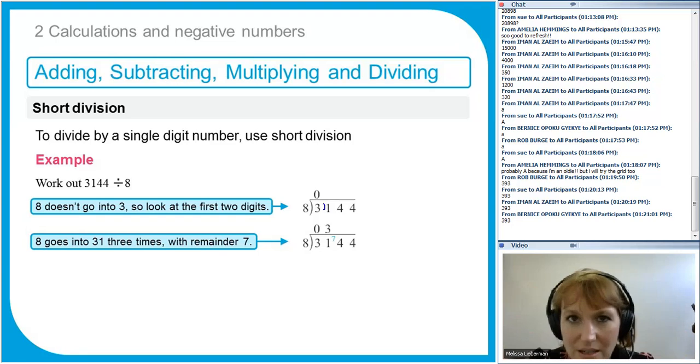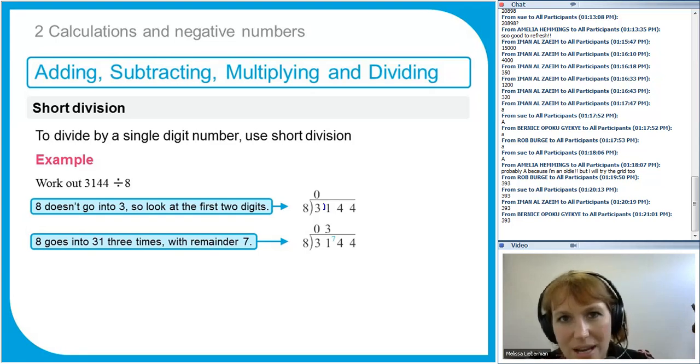31 take away 24 is 7, so the remainder is 7. So it goes 3 times, 7 left over, carry the 7 to the next column to give us 74. Then we need to work out 74 divided by 8. What's 74 divided by 8? Well, you need to go to your 8 times table again. A shortcut might be to say, well, I know that 10 times 8 is 80. 74 is very close to 80. So I've got 80.